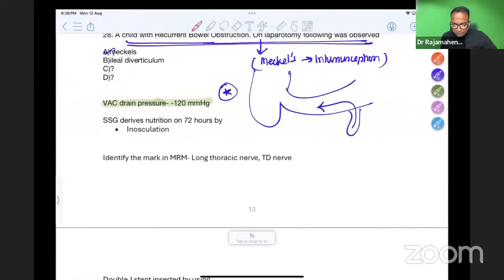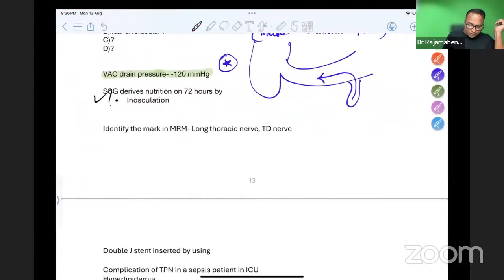So, split skin graft, see, you have got a question on split skin graft now. So it is by inosculation. Okay, imbibition for the first 48 hours. At 72 hours, it is by inosculation.